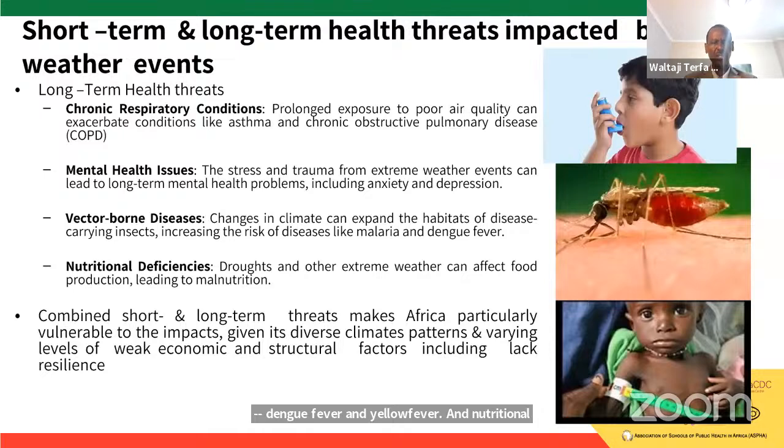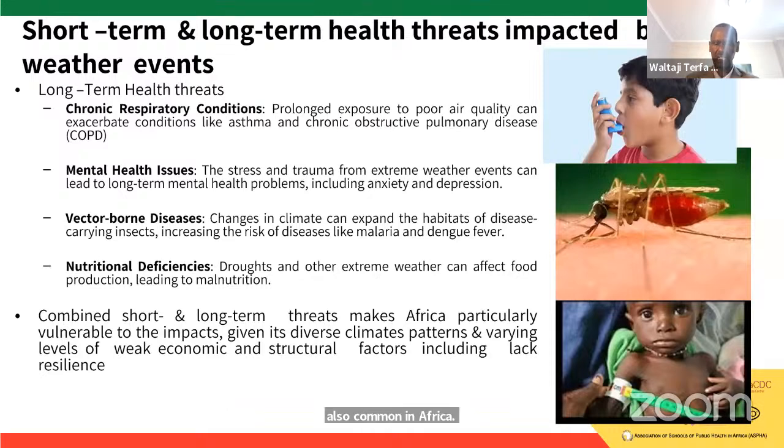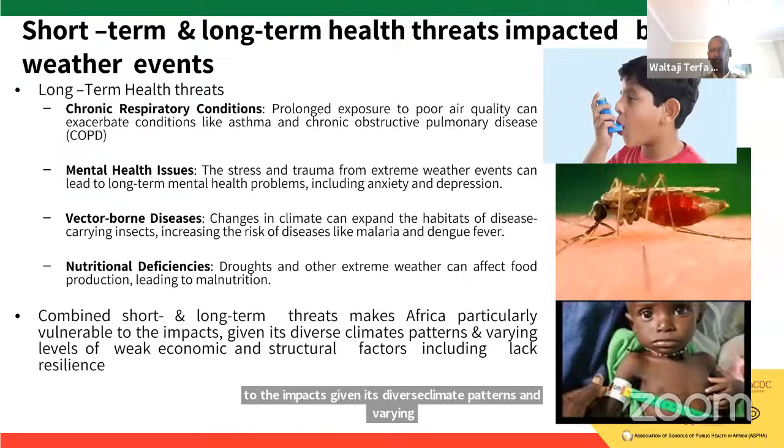This is also common in Africa. So the combined short-term and long-term threats make Africa particularly vulnerable to the impact, given its diverse climate pattern, varying weak economic and structural factors, including lack of resilience in Africa.